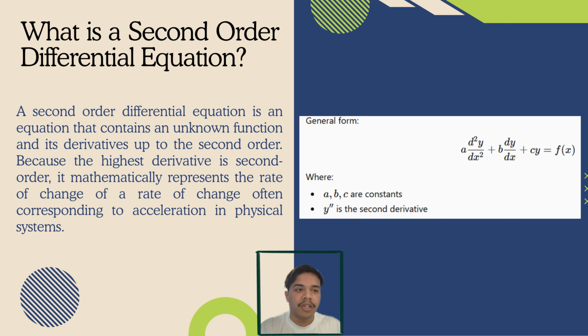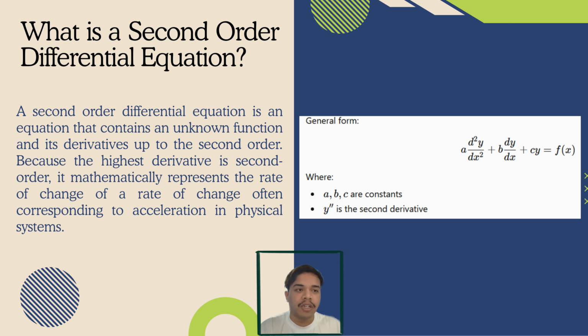The general solution for real and distinct roots is y equals a e to the power of m1 x plus b e to the power of m2 x. And the mathematical condition for this root is b squared minus 4ac more than 0. The second one is real and equal. The general solution will be y equals (a plus bx) times e to the power of mx, and the mathematical condition for this root is b squared minus 4ac equals 0.